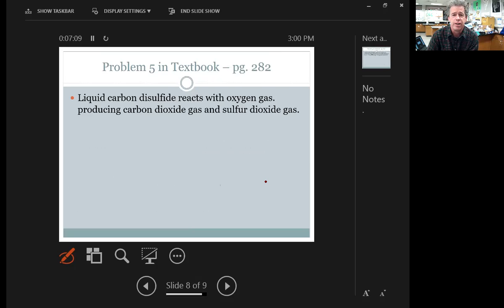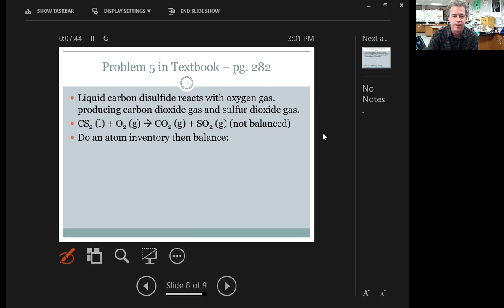One would be this: carbon disulfide reacts with oxygen gas, producing carbon dioxide and sulfur dioxide gas. For carbon disulfide, that's going to be CS2 plus oxygen gas, O2, produces carbon dioxide, CO2, and sulfur dioxide, SO2. And I think I have that written out there. Yeah. So it's not balanced as written. So then we have to do an atom inventory and then balance.